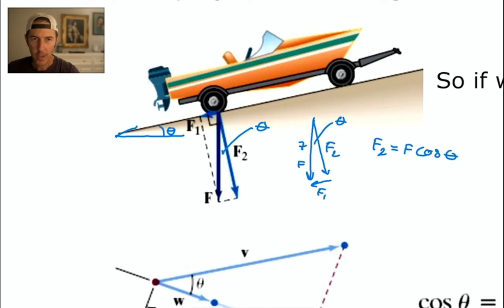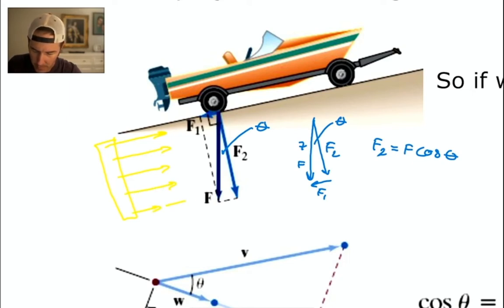Now I'd like you to also try to envision, and I'm going to draw more terrible illustrations, that there's some sort of a light source over here, and it's just blazing light straight in this direction, in the direction that's sort of pointing up the ramp. And what happens is these beams of light hit this vector capital F, the actual vector, and they cause a shadow, and the shadow is F2.